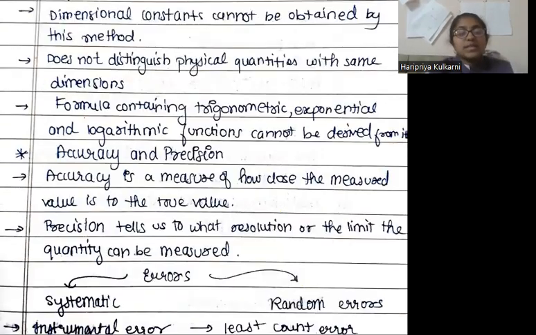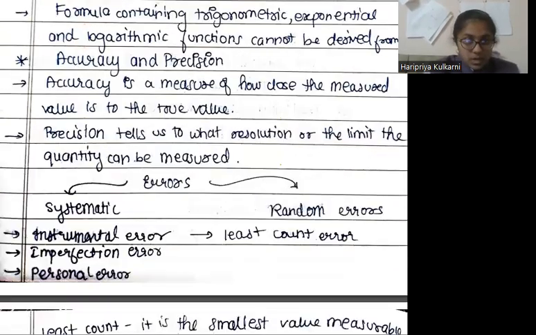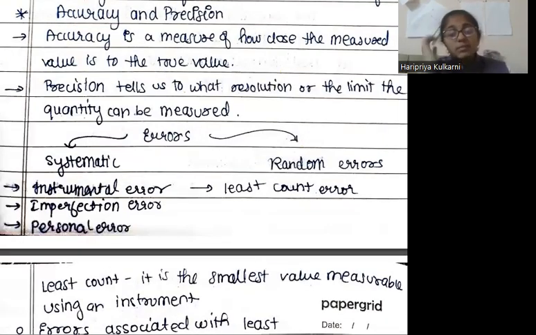Now coming to what is accuracy and precision. Accuracy is a measure of how close the measured value is to the true value, while precision tells us to what resolution or what limit the quantity can be measured. For example, taking a simple scale. What is the precision of the simple scale? It is 15 centimeters, right? It can measure only 15 centimeters, right?